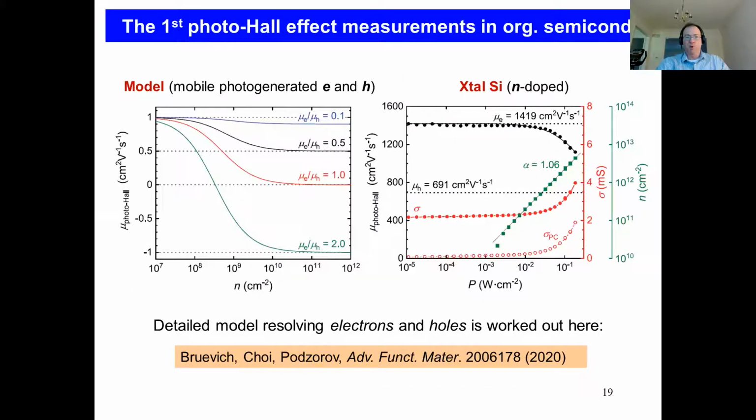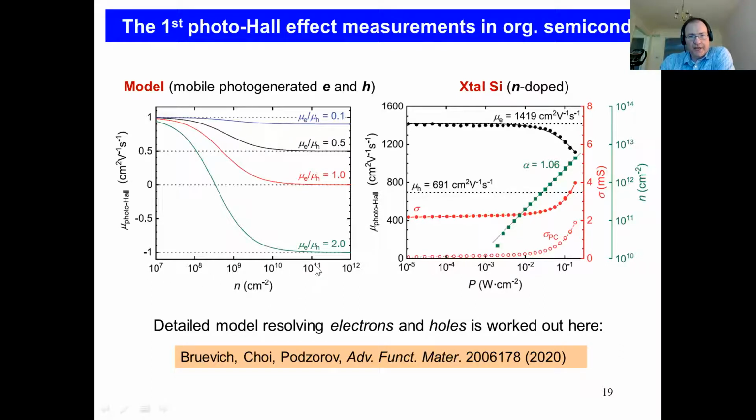So we have developed a model that assumes that you are generating equal concentrations of mobile electrons and holes, and the details of the model are described in this paper. The model shows that in a conventional semiconductor, the photo-Hall mobility that you are measuring in such an experiment should show the following dependence on the photoexcited carrier density.